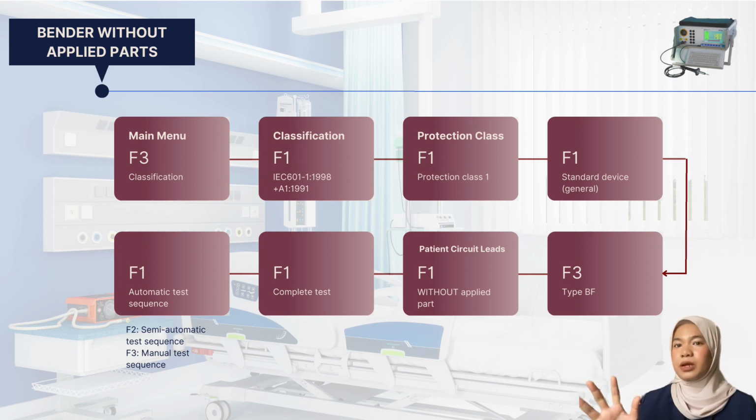And then this is the crucial part to differentiate between the without applied part and also with applied part, which is the patient circuit lead. We choose the F1, which is the without applied part. And then we complete the test and we choose the F1, which is the automatic test sequence.